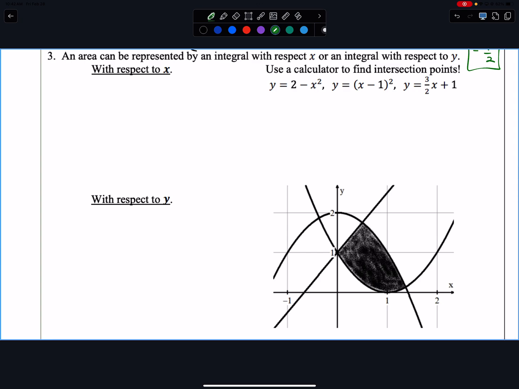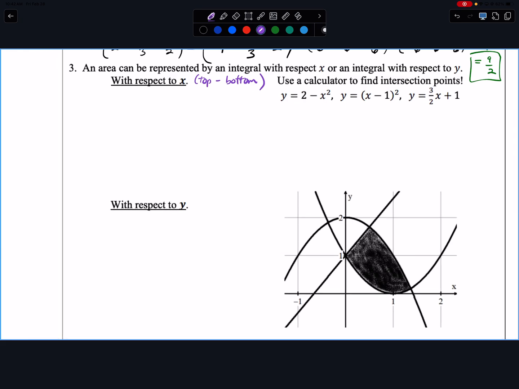So with respect to x, remember this is top function minus bottom function. So if I wanted to do this with respect to x, the bounded area, where does the integral start on the x-axis? Where does the area begin on the x-axis? 0. And where does it end on the x-axis? It looks like it ends right here. Do you guys agree? Which means, what do I need to do to figure that out? I have to graph it on my calculator.